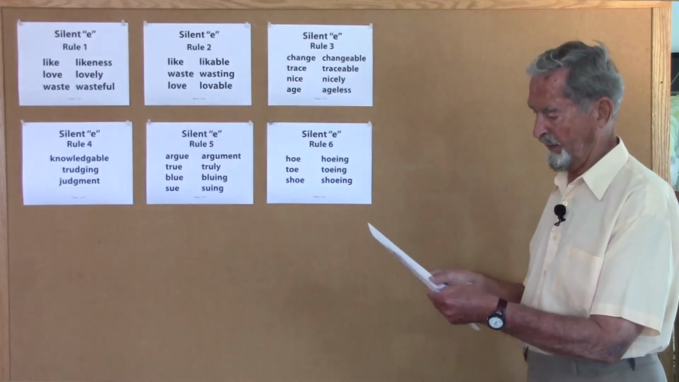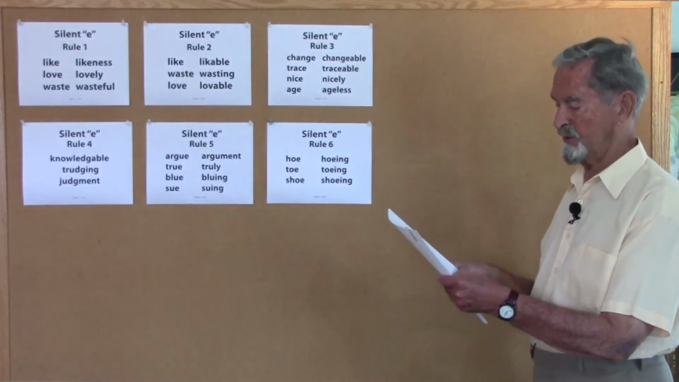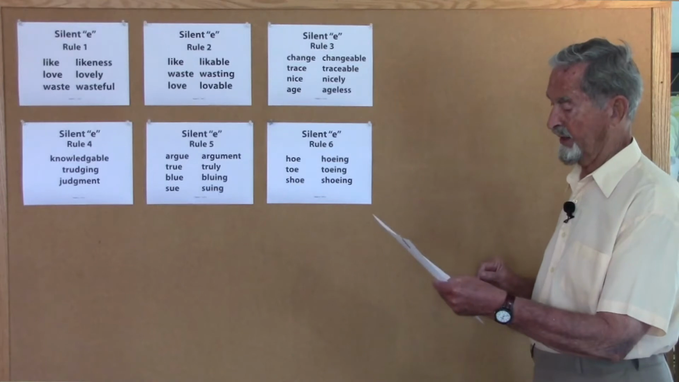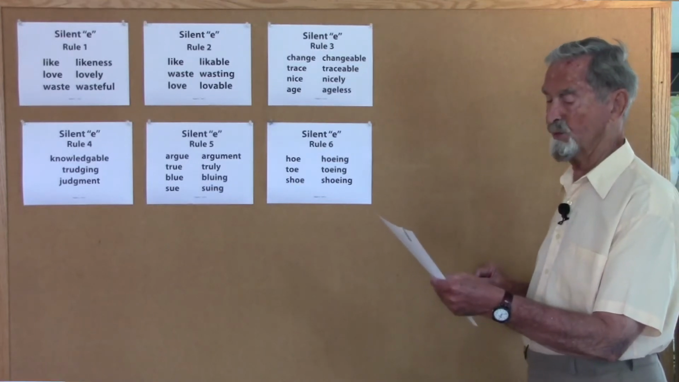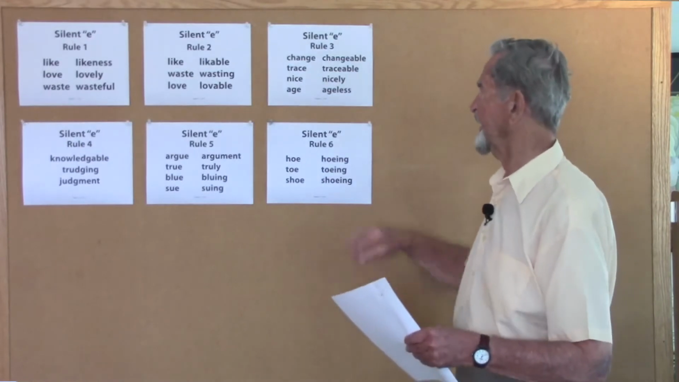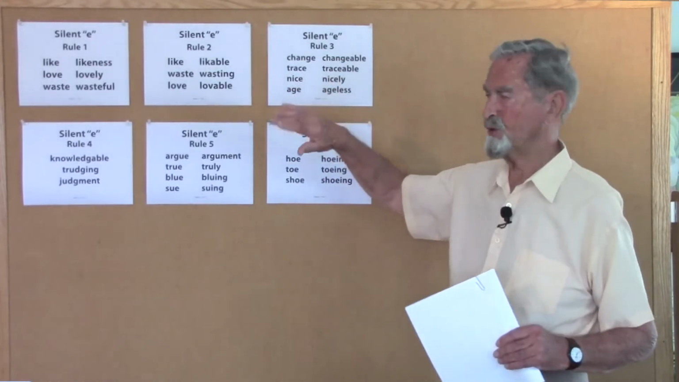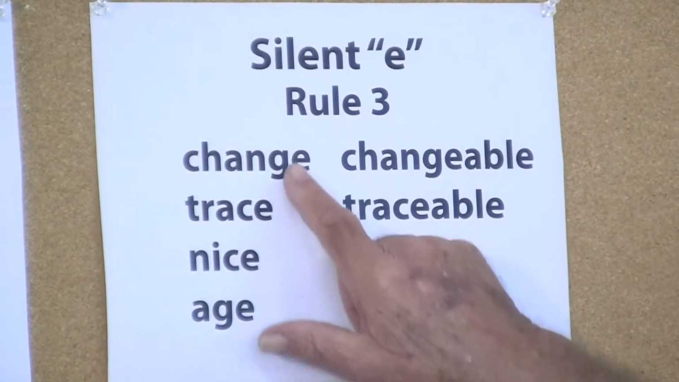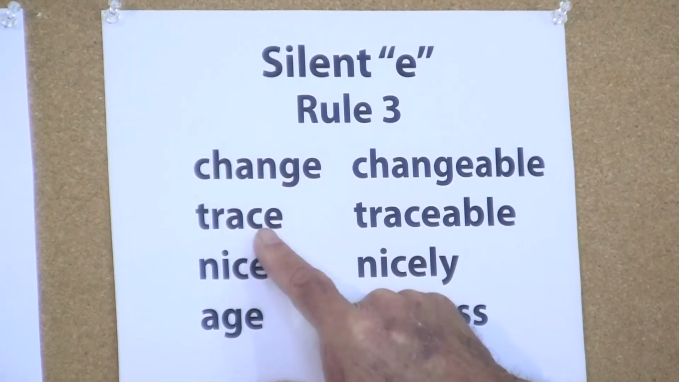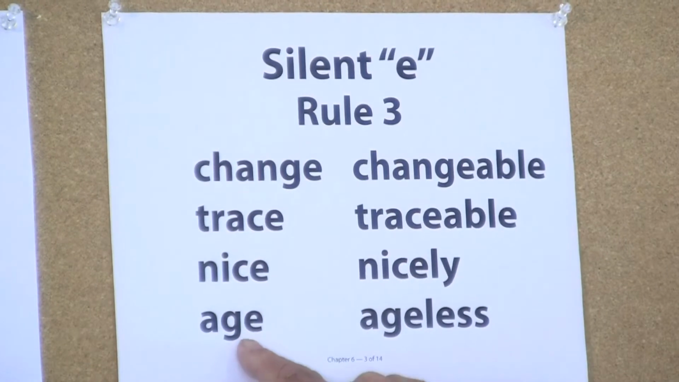Number 3, words that end in a soft C or a soft G and are followed by a suffix that begins with a hard vowel or a consonant must keep the E. Okay, that sounds complicated, but it's quite simple. G-E, j, change, trace, nice, age.